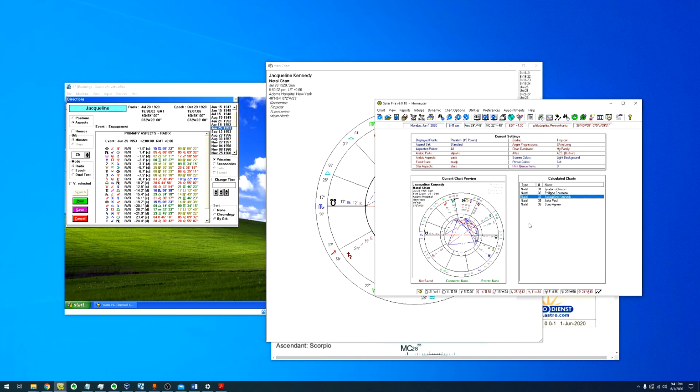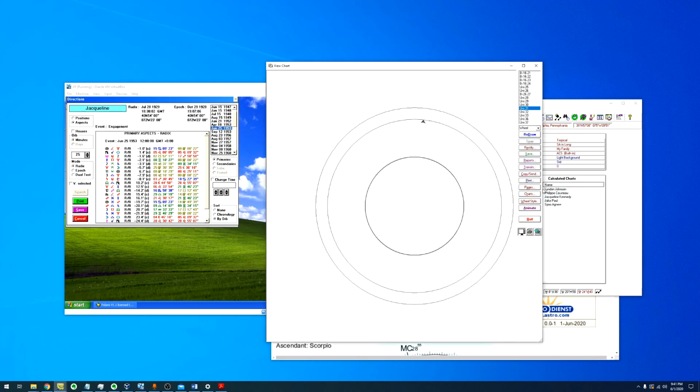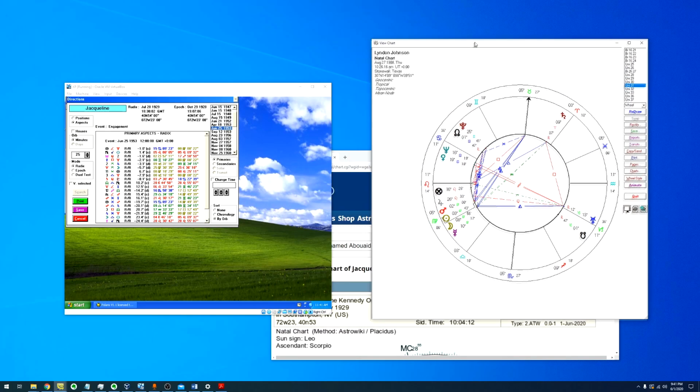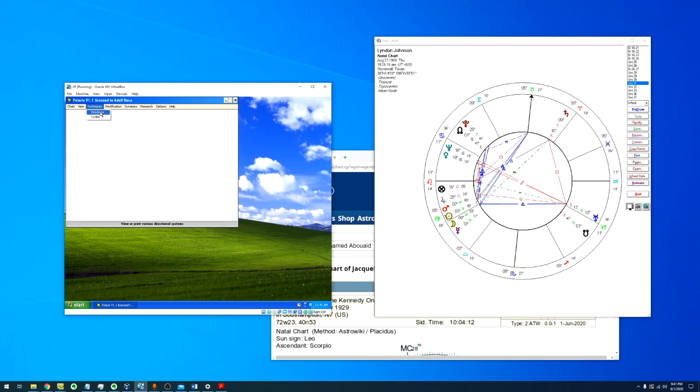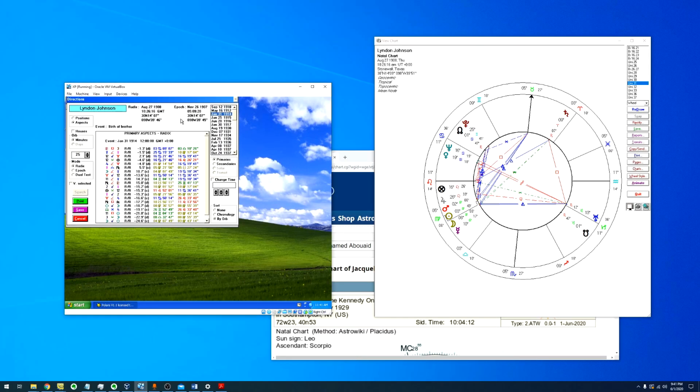The other example I want to look at is Lyndon Johnson. I'm gonna look at his marriage. Okay, and we see the ascendant comes to a conjunction with Venus. Of course, it's converse movement, so it moves this way. Now, I say simple because the software does all the calculations, but all the calculations are actually really complex.